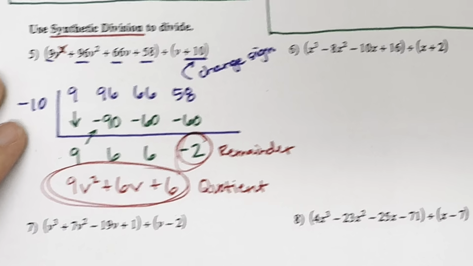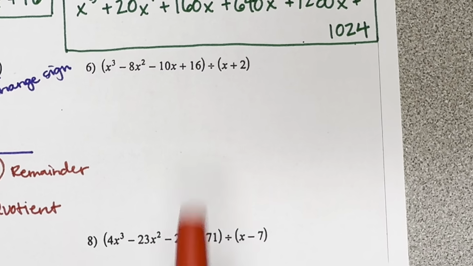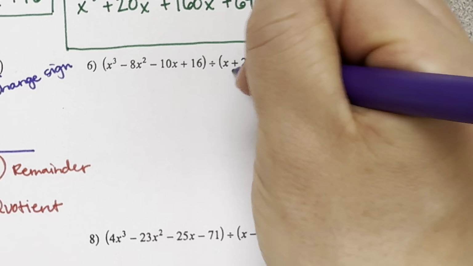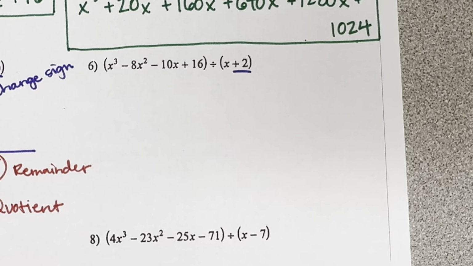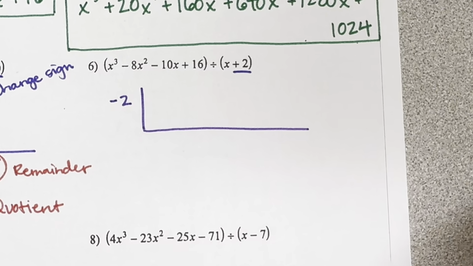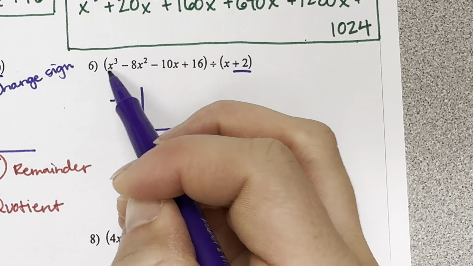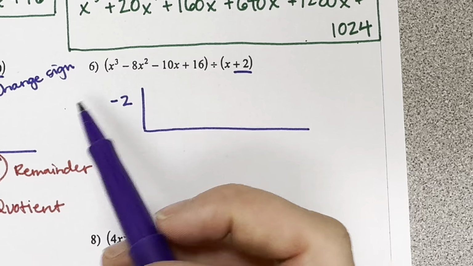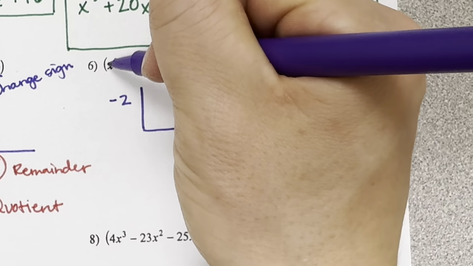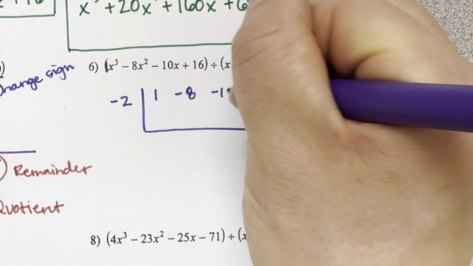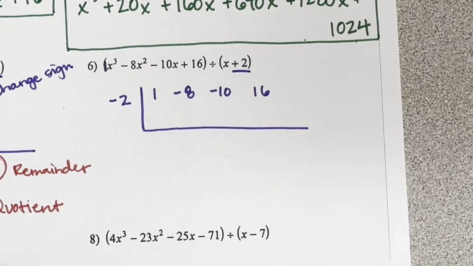Perfect. Okay, let's go ahead and try that again. Okay, so coefficient of 1 in this binomial, so that means we can go ahead and use synthetic division. The only thing we have to remember is to just change this sign on that second term, so that positive 2 is going to become negative 2. Give myself the division symbol and grab my coefficients. Again, check 3, 2, 1, 0. We're good. We don't need to fill in any spaces. So remember that this coefficient is 1. So 1, negative 8, negative 10, positive 16.